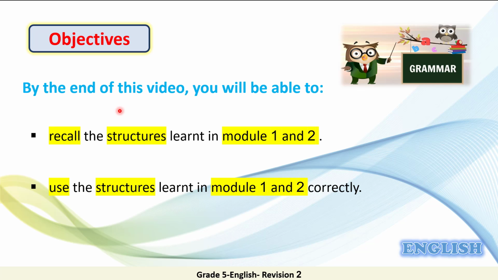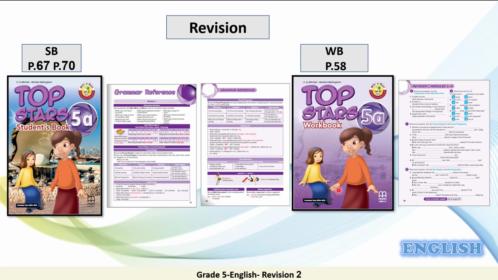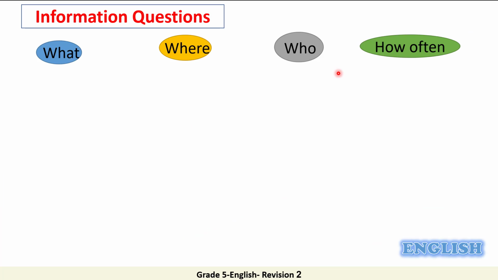Let's read our objectives. Recall the structures learned in module 1 and 2. Use the structures learned in module 1 and 2 correctly. Now open your students' books page 67 to 70, and workbooks page 58. This is the first structure we're gonna revise today.